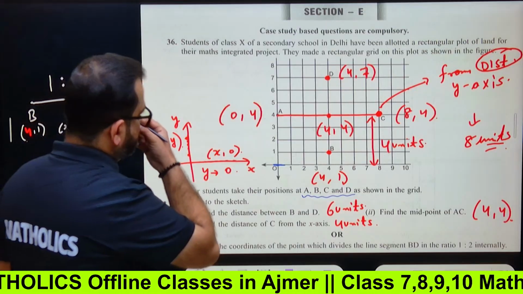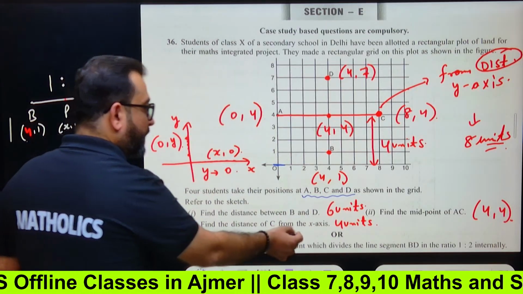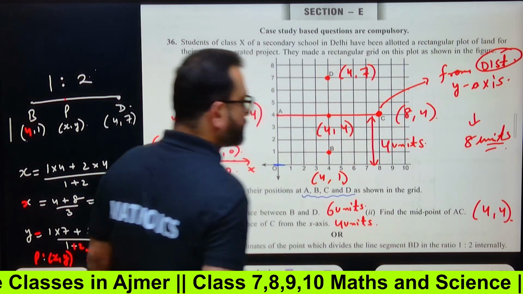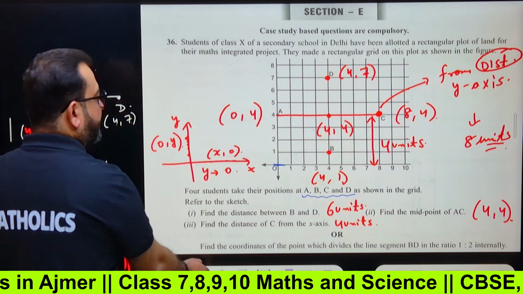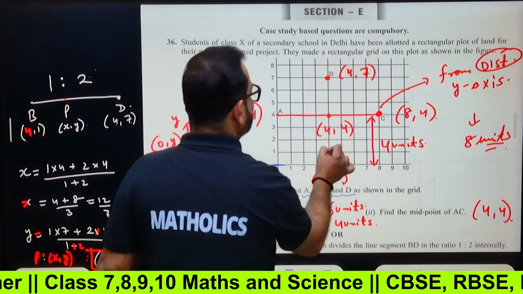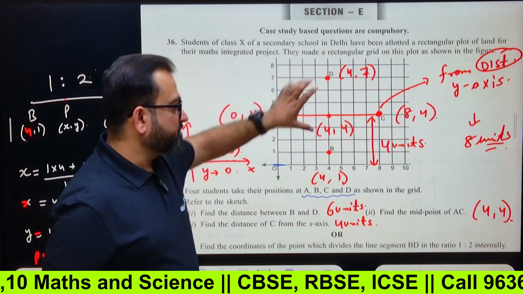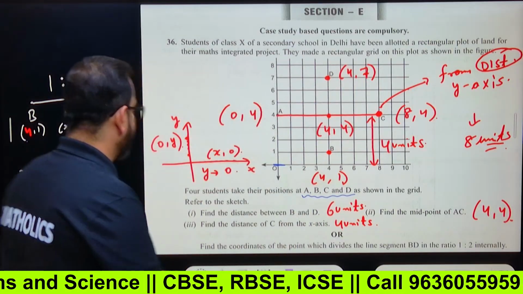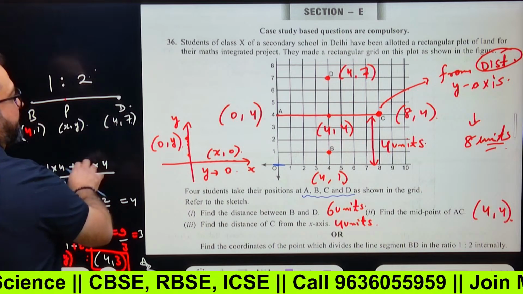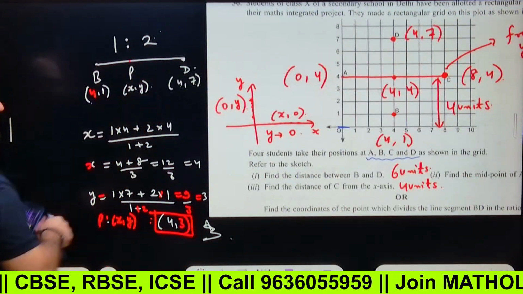Okay, so that's it. So this is the question. Now find the coordinates of the point which divides the line segment BD in the ratio 1:2. This is a good question, right? Divides the line segment BD. What is B? It is B. It is D. So for these types of questions, you take out B and D outside like this. This is BD.